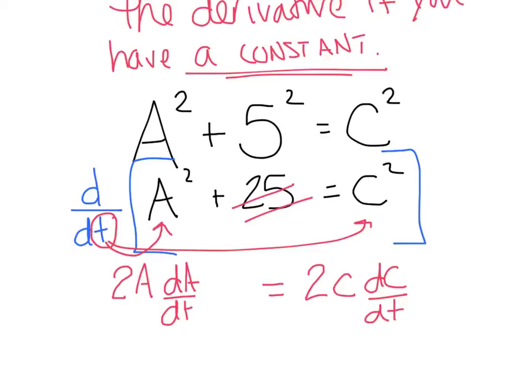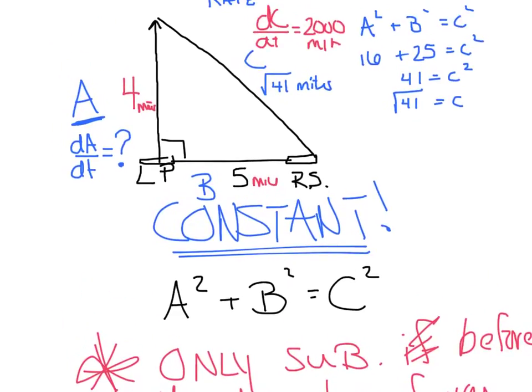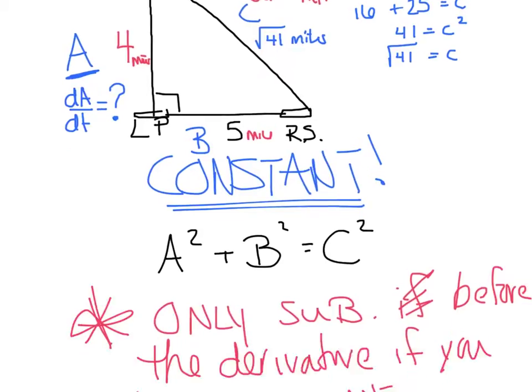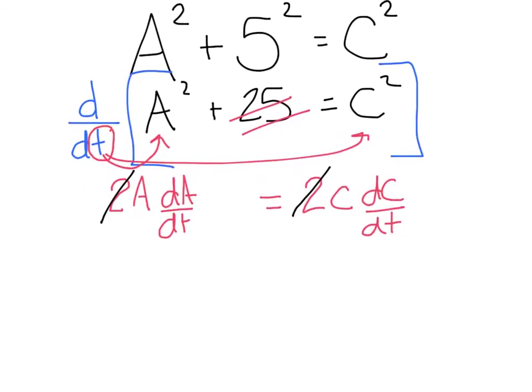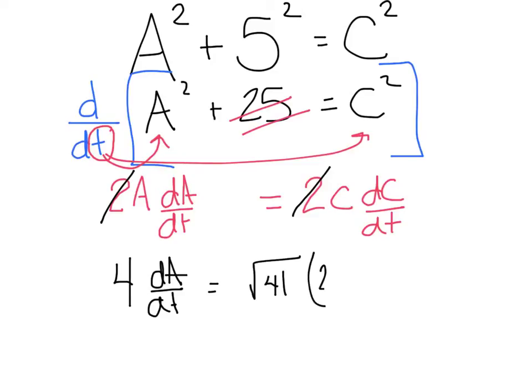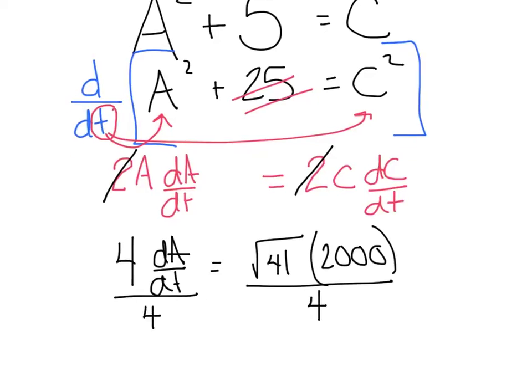Now you just substitute everybody in. Since both sides have a 2, I can easily kill that 2. And I'm just going to look back at my information. In my picture, a is 4, dA dt is what I'm finding. C is radical 41, and dc dt is 2000. So we said A is 4, dA dt is what I don't know, it's my variable. C was radical 41, and dc dt was 2000. And lastly, I'll just divide both sides by 4 to get my dA dt.